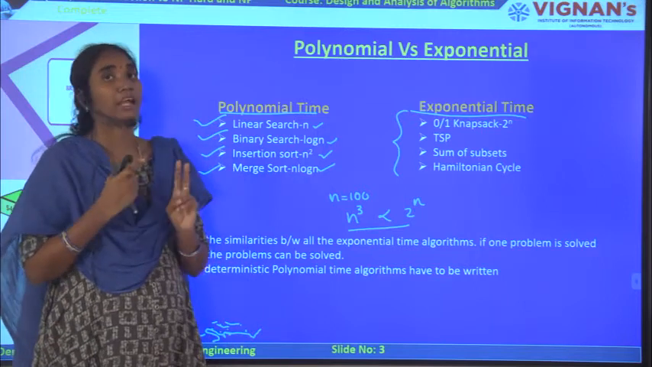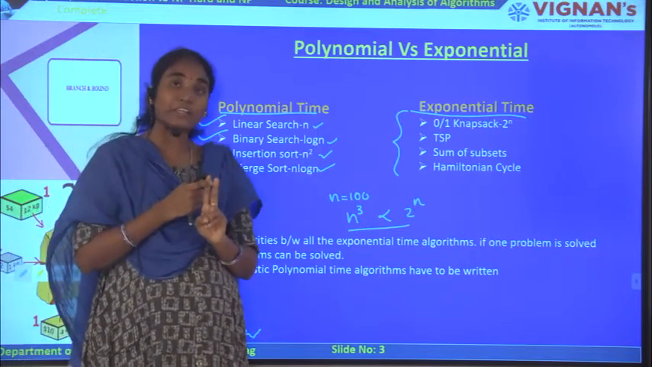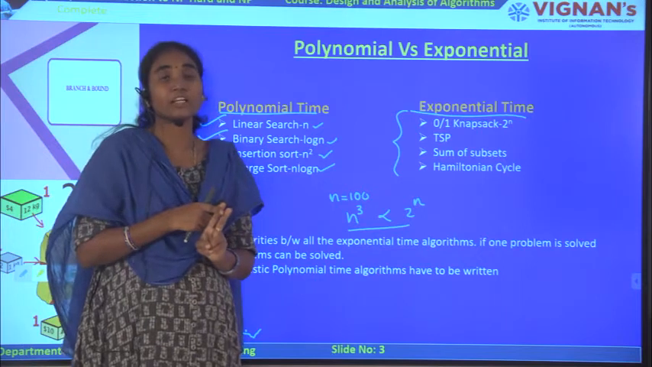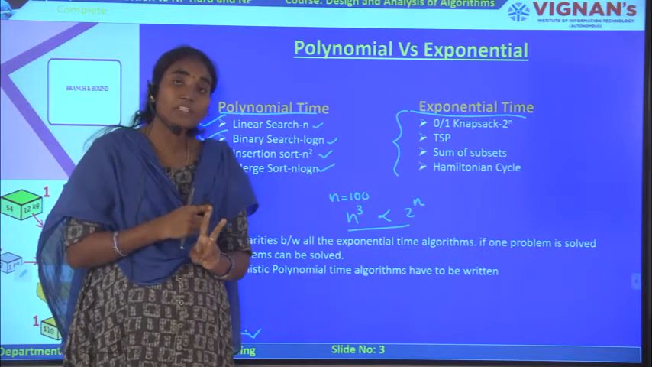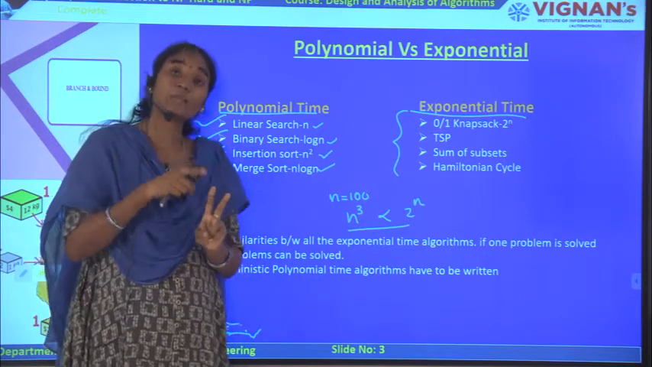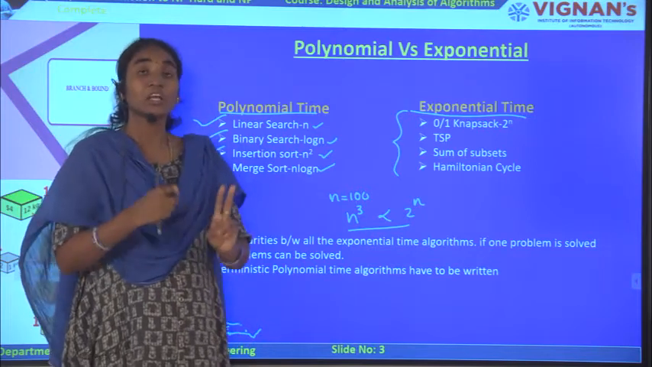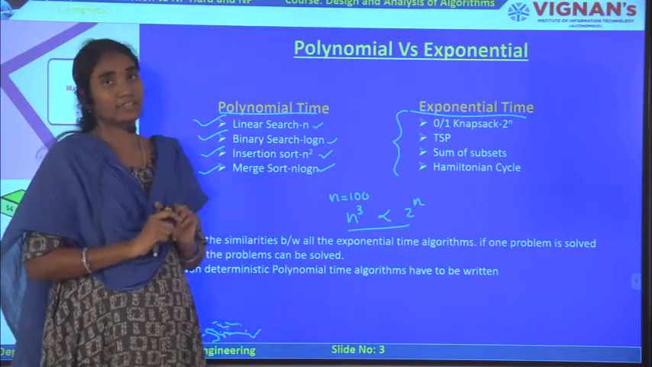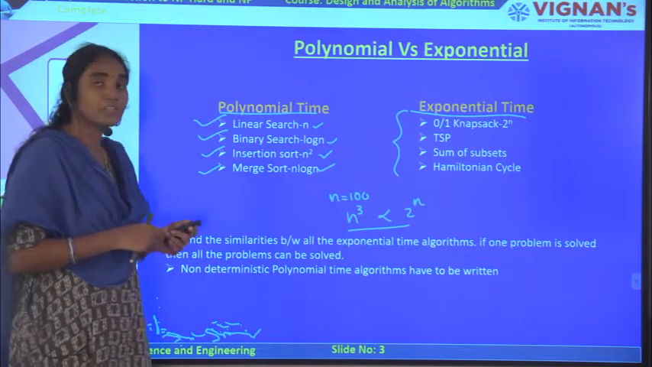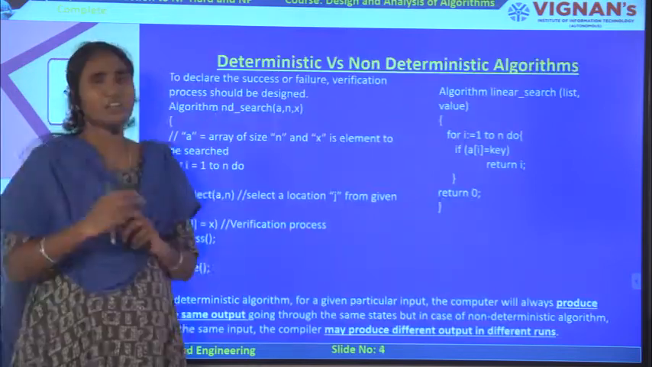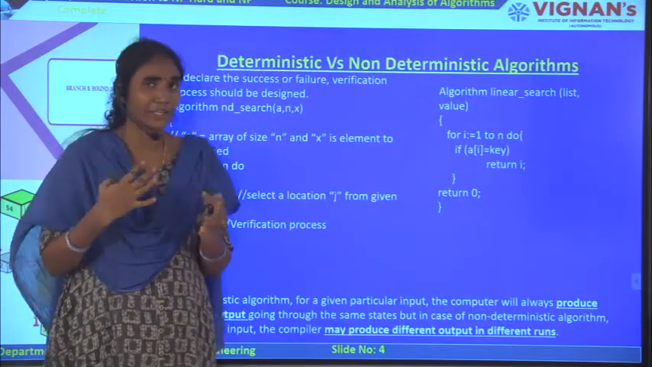So the two points you have to remember are: if you find the similarities among these algorithms, then if one problem is solved, automatically the remaining problems can also be solved in polynomial time. And the other point is, if you write a non-deterministic algorithm which can be solved in polynomial time, then also you can achieve this. Now I am saying deterministic and non-deterministic, right?